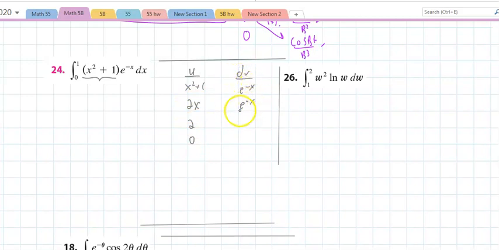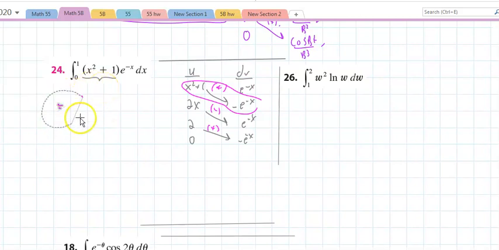Integrate e to the negative x. When you divide by a negative 1, that's like multiplying by a negative 1. Integrate again, that becomes a positive. And integrate again, multiply those, multiply those, multiply those. And start with a positive, a negative, and a positive. So that's going to be the product of those. That is negative e to the negative x. Oops, it's easier to put.